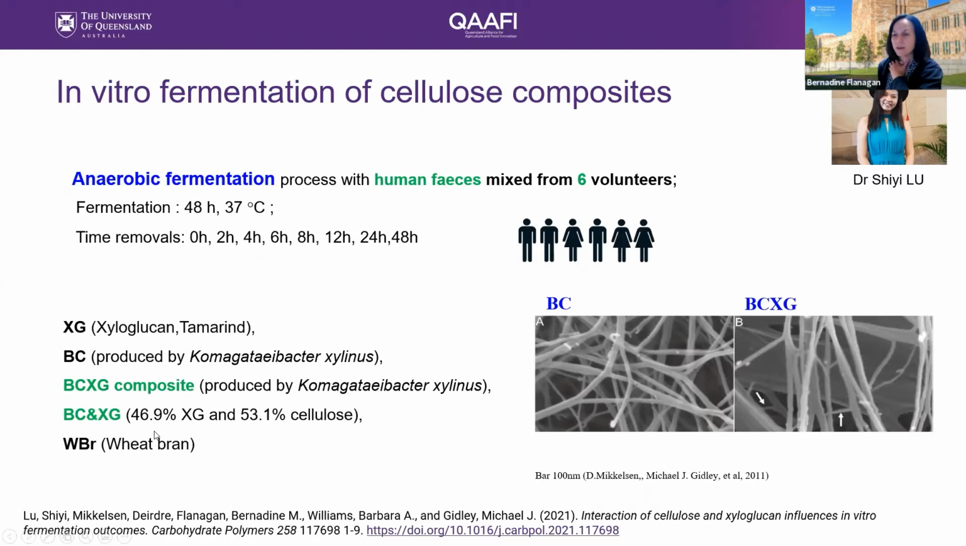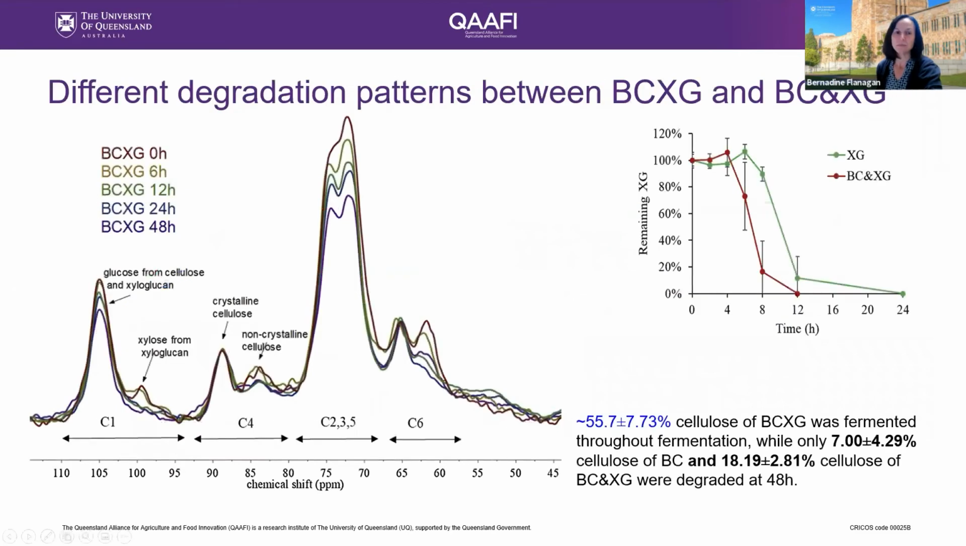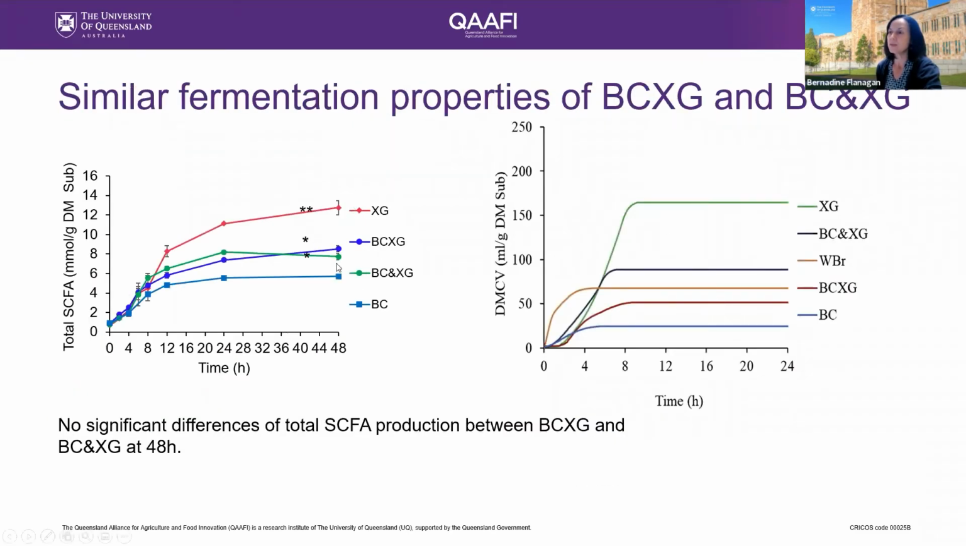So we start with xyloglucan by itself as a pure polysaccharide, bacterial cellulose, and then a composite of bacterial cellulose and xyloglucan, and a mixture of bacterial cellulose and xyloglucan, and we also have wheat bran as a positive control. And what we see is that there's no significant difference in the short chain fatty acid production. As we expect, the xyloglucan is fermented much faster than everything else and produces a lot more gas. And the bacterial cellulose and the xyloglucan mixture initially fermented faster, and also to a greater extent than the composite.